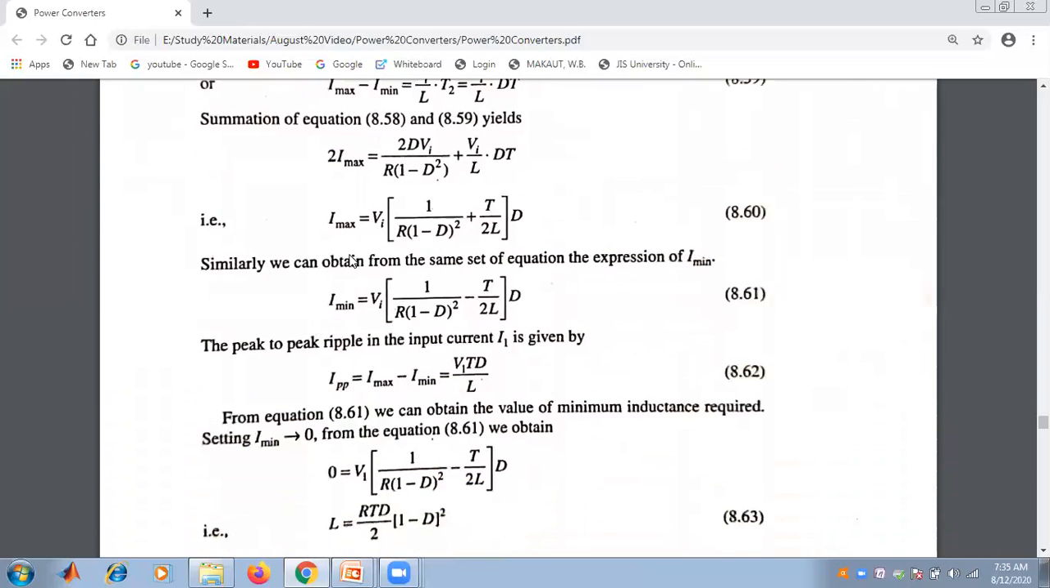From those two equations, we are getting the maximum value of I. If I get the maximum value of I, we can also find the minimum value of I. So we are already getting the maximum and the minimum value of I, and it is clearly given in these equations.